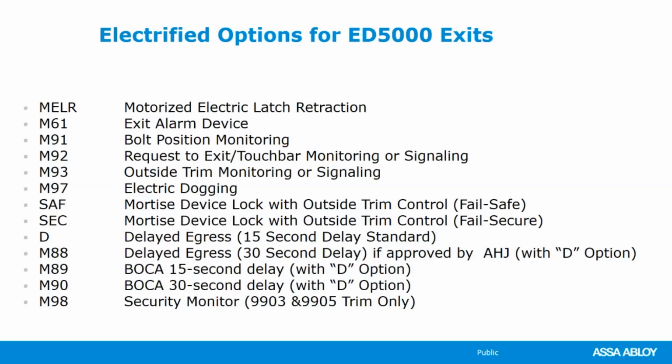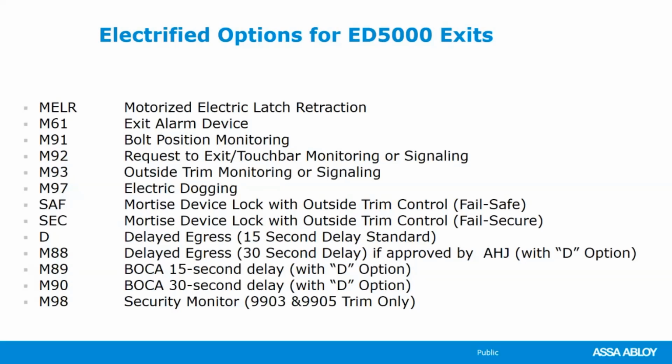Both of those would need to be tied into the fire alarm system so that upon alarm or loss of power to the building, they would release and the latch bolt would project. We have a fail-safe and a fail-secure outside trim option available with our mortise locks. D is for delayed egress. That's our 15-second delayed egress device, which alarms and holds you in that position for 15 seconds. Our M88 is a 30-second version. Anytime you want to use delayed egress on an exit device, you need to have approval of the authority having jurisdiction. Whomever is responsible will tell you whether you can use it and how many of those devices you can use in a building.